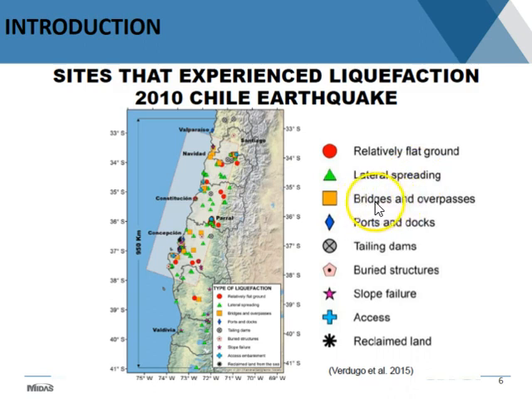Now, you could see in some bridges, some ports and dams, and some buried structures that just popped up to the surface, some slope failures, some access in roads, and some reclaimed land. So a number of sites experienced liquefaction, and one of these was close to the area of Constitución. Okay, so it's really in the area of Maitakito.